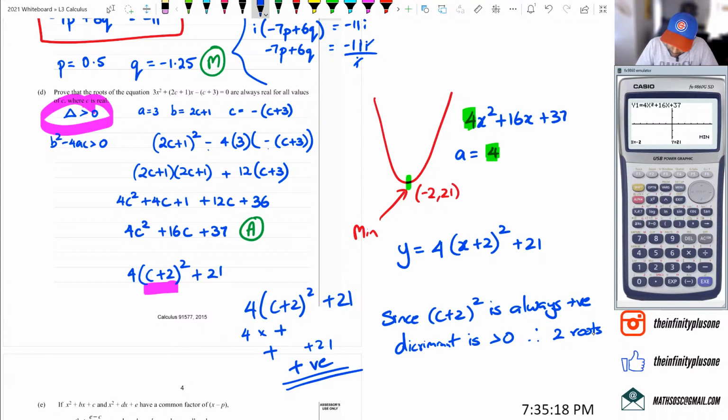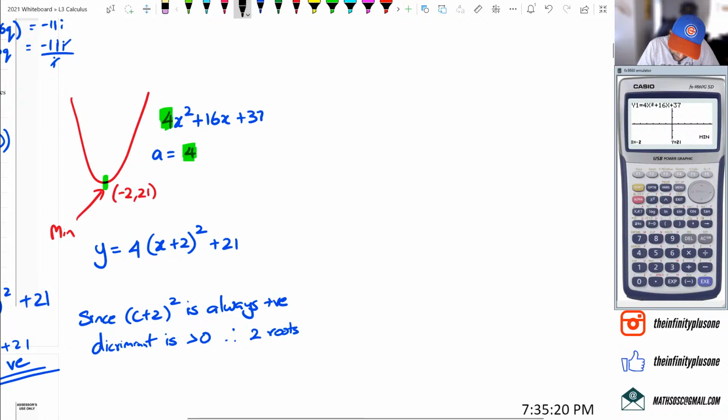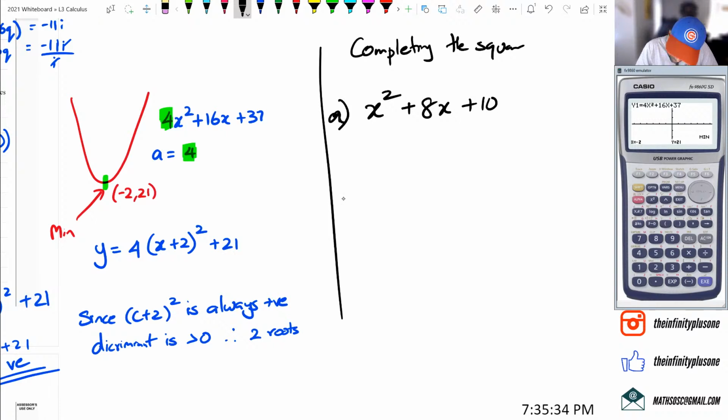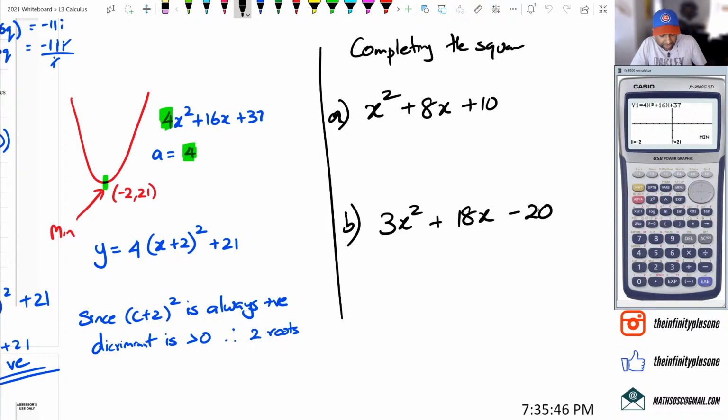Cool. I'll put up a couple of questions for you guys to have a play around with completing the square. These are really just punching it in the calculator and working them out. So let's try something like x squared plus, try that, and then try something like this, 18x. Yeah, let's just try those 2 quick questions, all right?